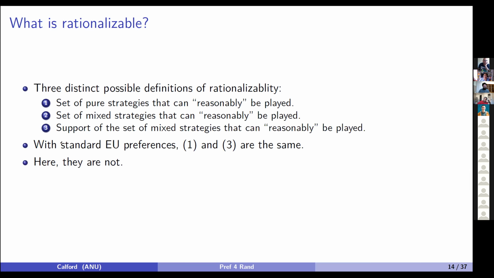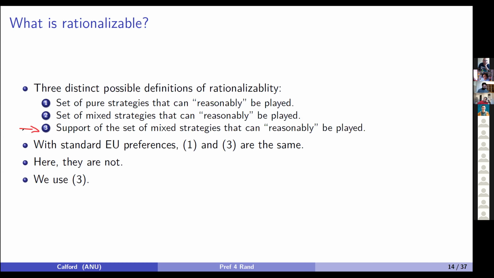Now, if we have standard EU preferences, well, 1 and 3 are the same, and if you know 1 or 3, then you can figure out 2 immediately, because all mixes would be fine as well. But here, these are not equivalent. So we need to pick which one we're going to go with. We're going to go with number 3.